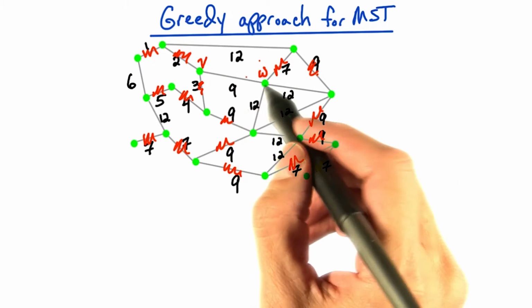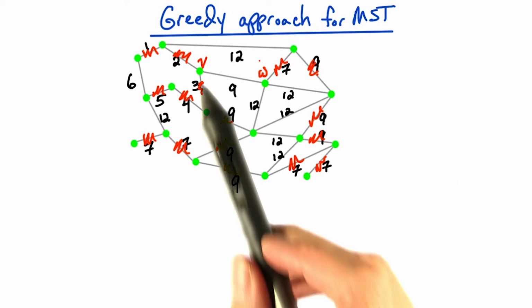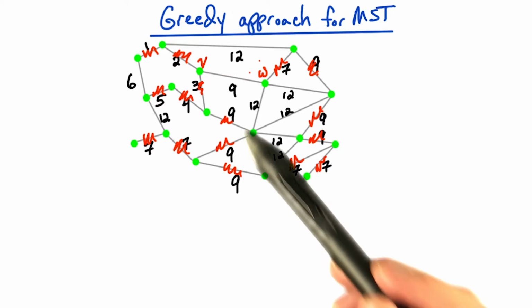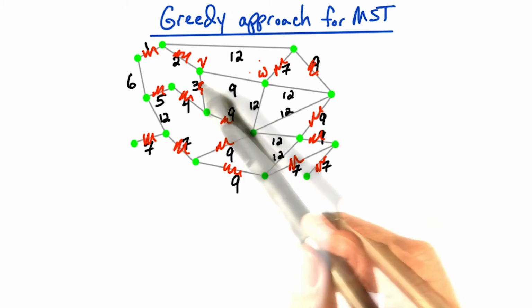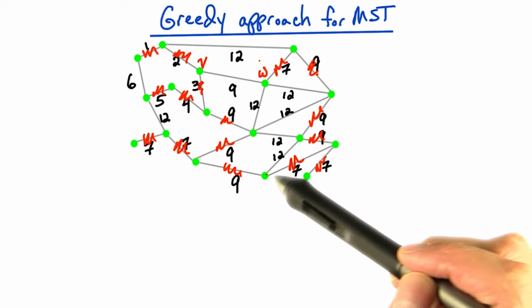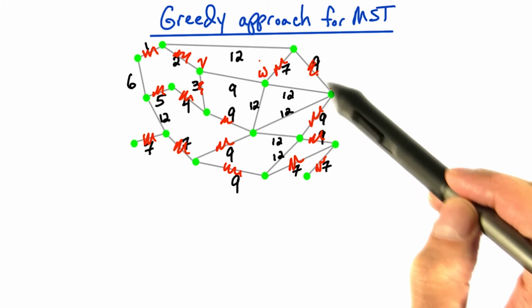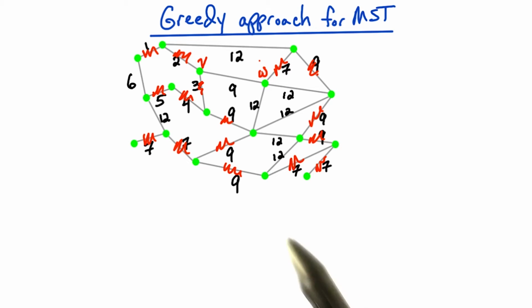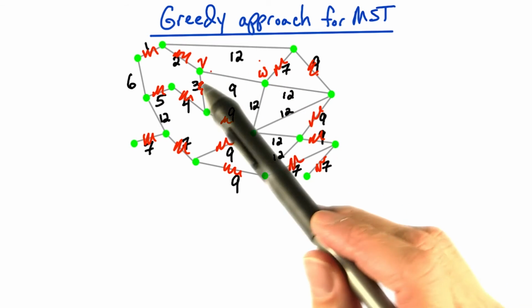We'll say the endpoints of this edge are V and W. Notice that V and W are already connected. They lie in the same component. So I have this path from V to W. So since V and W lie in the same component, they're already connected.